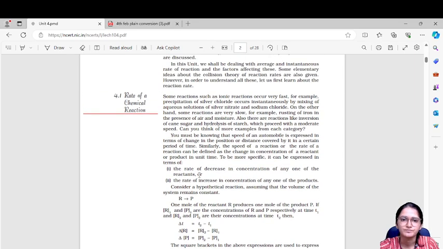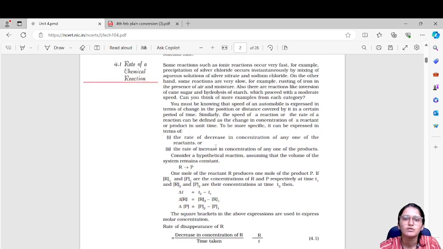Now, what is rate? See, some reactions such as ionic reactions occur very fast. That is, precipitation of silver chloride occurs instantaneously by mixing of aqueous solutions. But some reactions are very slow, for example, rusting of iron in the presence of air and moisture. So what does this indicate? Some reactions are fast, some reactions are slow. So the rate of a reaction means the rate at which the reaction is undergoing.